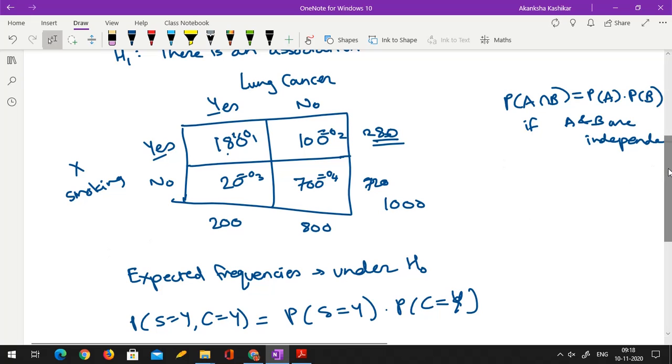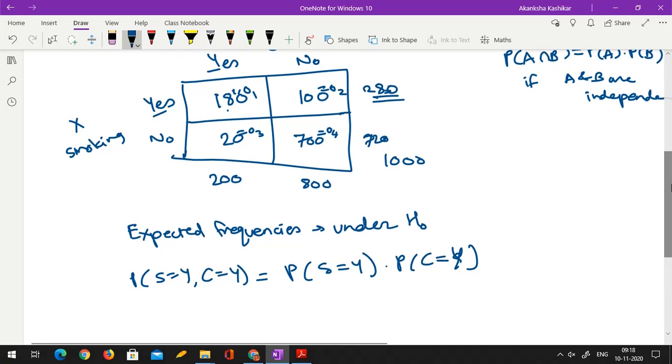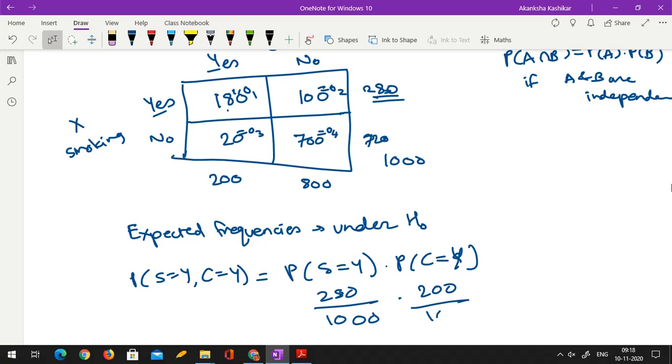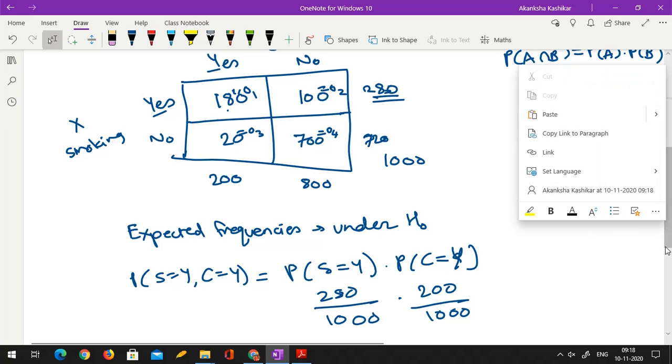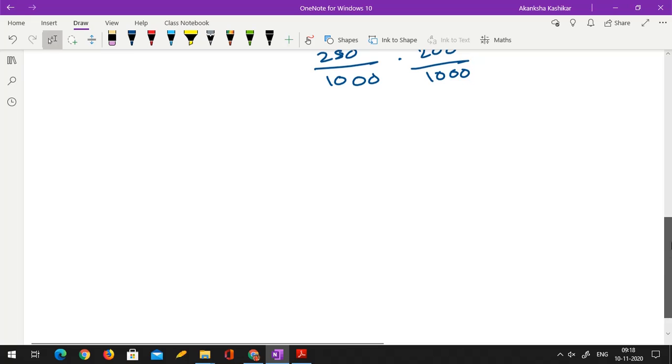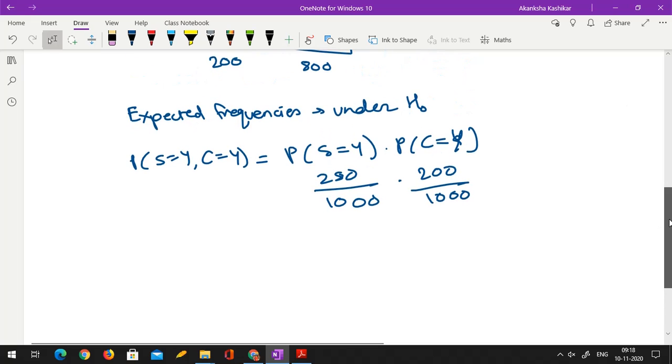So probability of smoking equal to yes would be 280 divided by 1000. Okay. And probability of cancer equal to yes would be this 200 divided by 1000. Okay. These numbers are actually misleading. We don't have 20% cancer occurrence, but I have taken just arbitrary numbers. Okay.